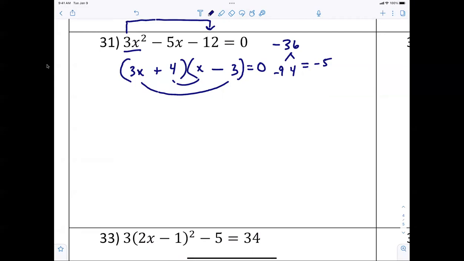So now we should be able to solve this mentally right here by just saying x equals what? Solve the first one, it becomes what? -4/3. Thank you. -4/3 or 3. Exactly correct. Or 3.